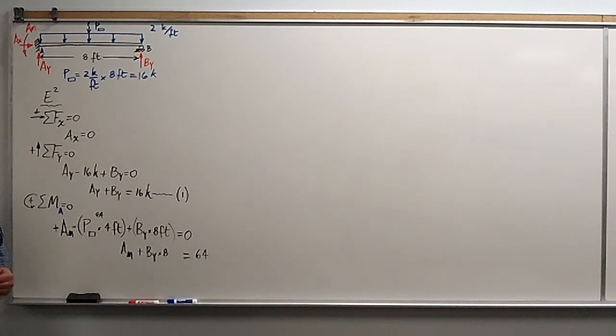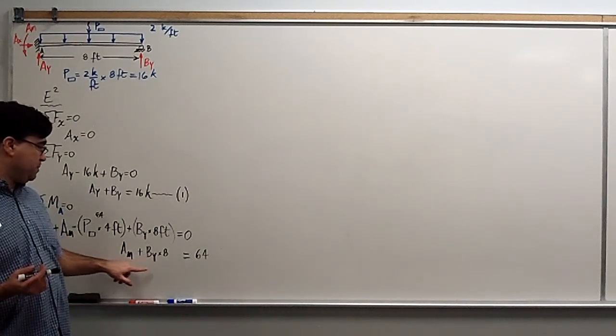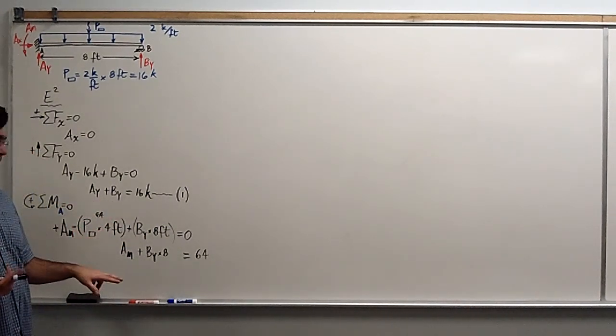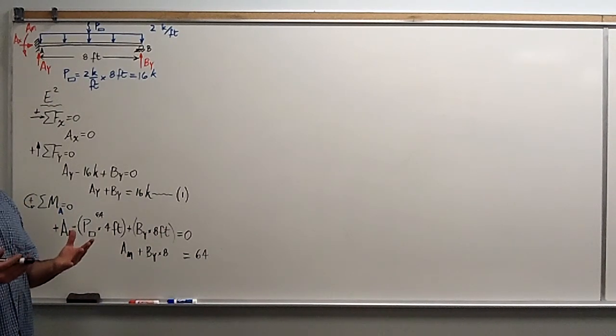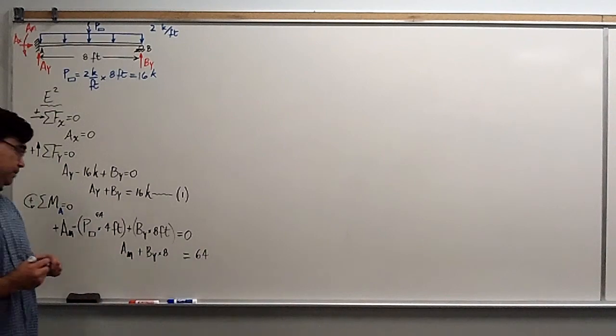I'm leaving the units out just to simplify things a little bit. Now I have two unknowns, but they don't match the unknowns in equation 1. That means this equation right now is not helpful. So I'm going to park it and call it equation 2.